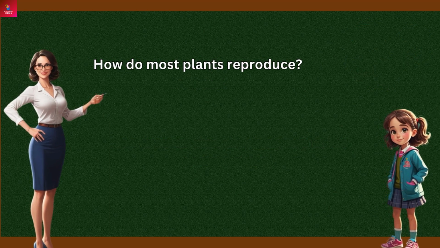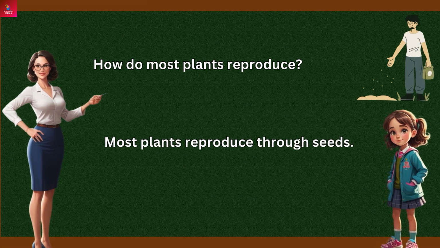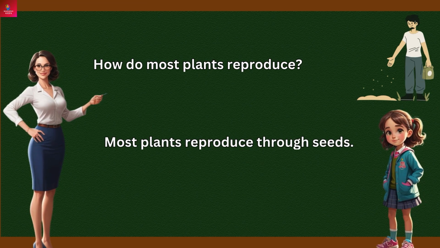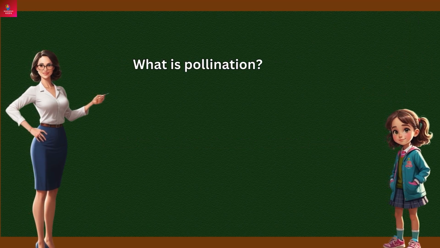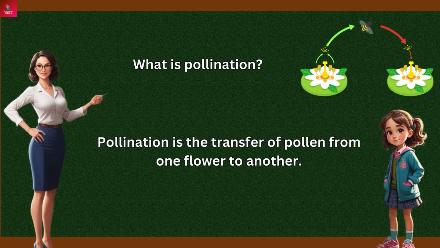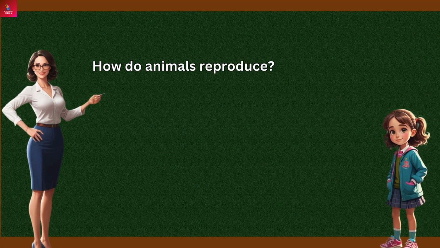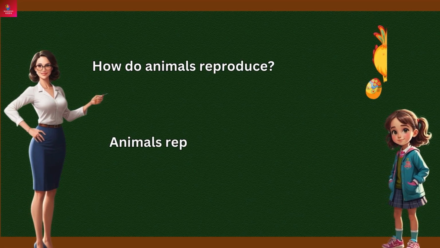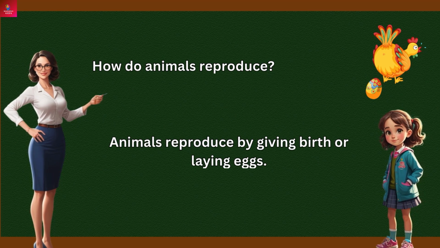How do most plants reproduce? Most plants reproduce through seeds. What is pollination? Pollination is a transfer of pollen from one flower to another. How do animals reproduce? Animals reproduce by giving birth or laying eggs.